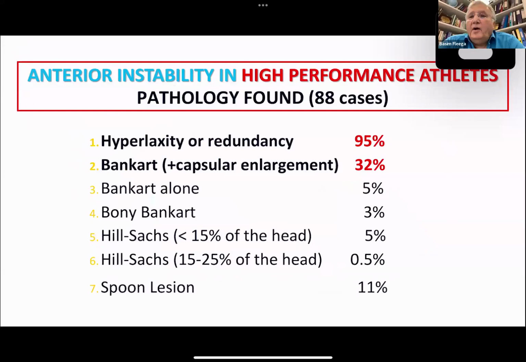The pathology found in these cases was hyperlaxity or redundancy in 95% of the cases. Bankart lesion in 32%, this is with enlargement of the capsule. And Bankart lesion alone without capsular enlargement, which happens mostly in first-time dislocation, in 5% of the cases. Bony Bankart in 3%, Hill-Sachs lesion less than 15% in 5%, and spoon lesion, which is the cause of superior instability or anterosuperior, was present in 11% of the cases.